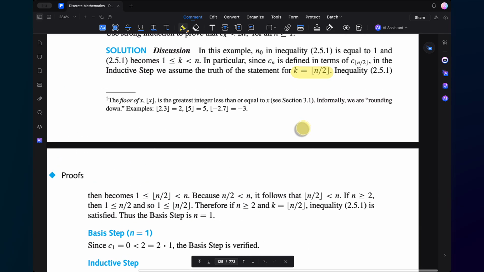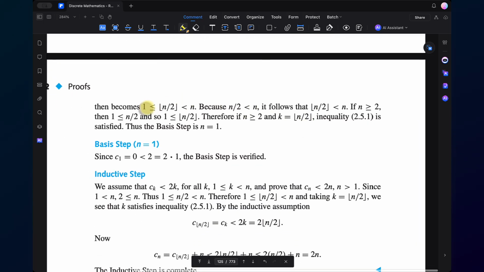Then what else does it say? Because it says 1 is less than or equal to n over 2 is less than n, that's because that's true. Because n over 2 is less than n, we need that to be true. It follows that the floor of n over 2 is less than n. This is all pretty clear.